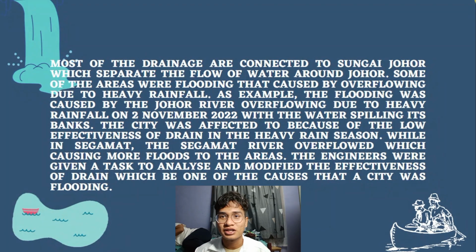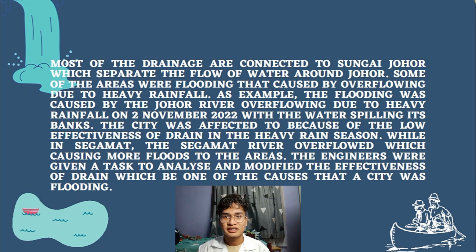Most of the drains are connected to Sungai Johor, which separates the flow of water around Johor. Some areas were flooded, caused by overflowing due to heavy rainfall. As an example, the flooding was caused by the Johor River overflowing due to heavy rainfall on 2 November 2022, with the water spilling over its banks.